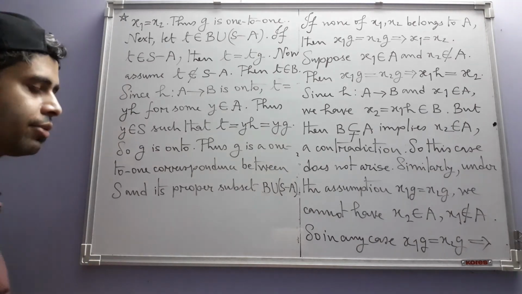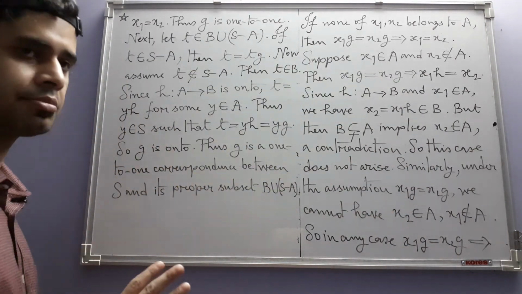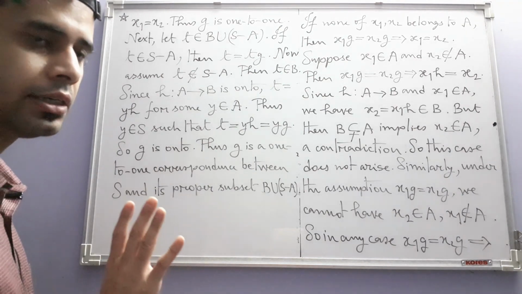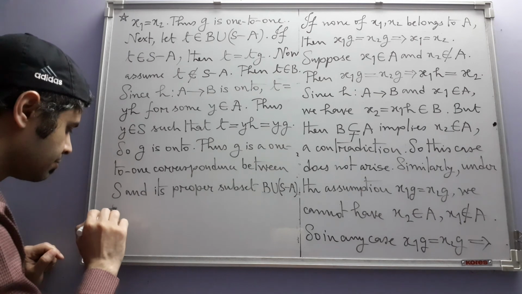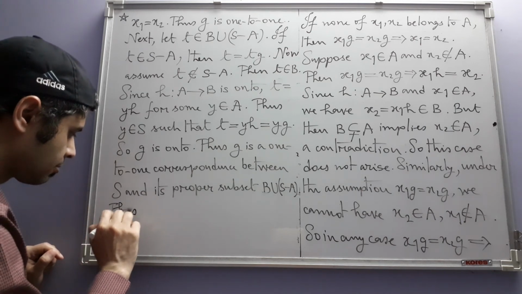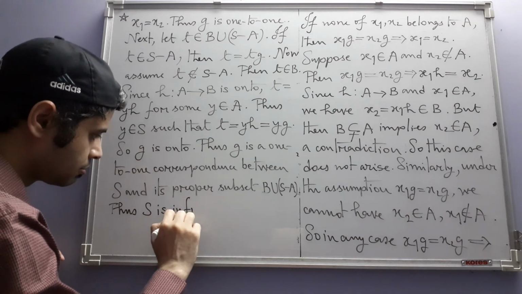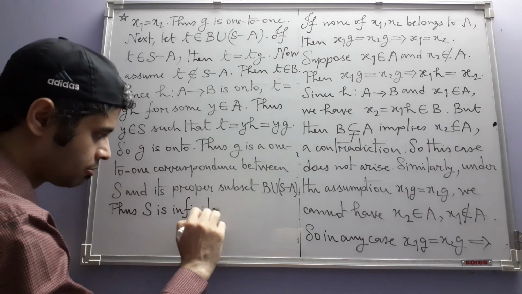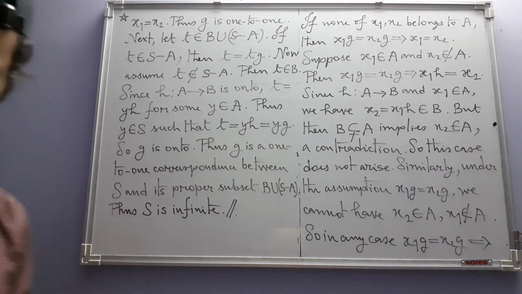So now we have achieved a one-to-one correspondence between S and one of its proper subsets. So by definition of infiniteness, according to this exercise, S is infinite. Thus, S is infinite and the solution ends. Okay.